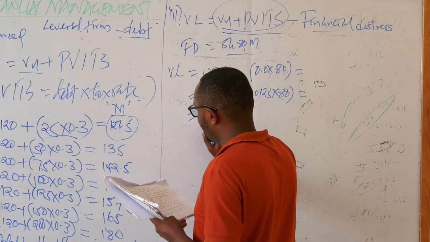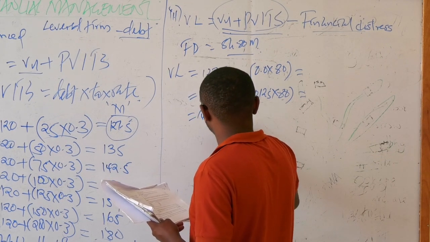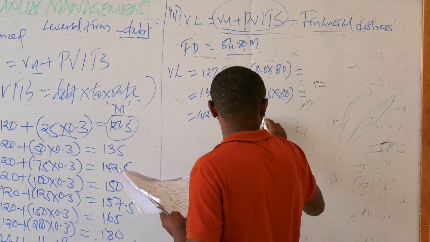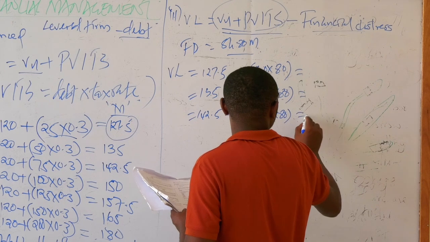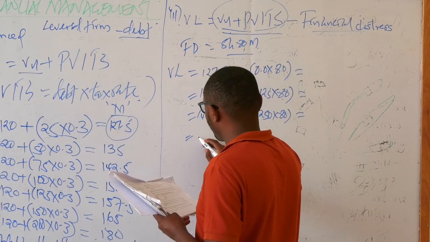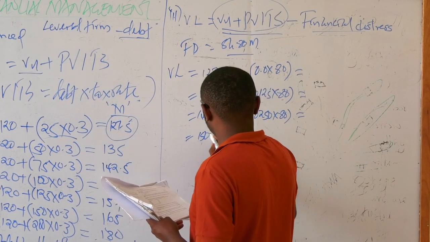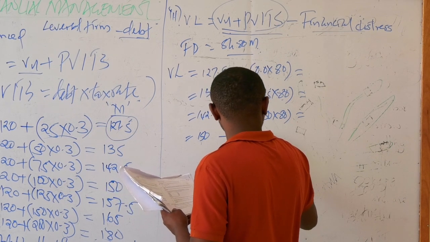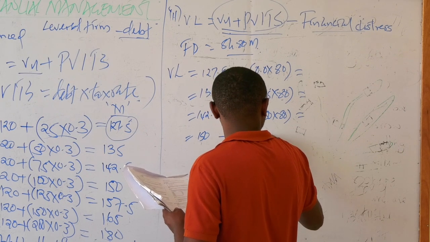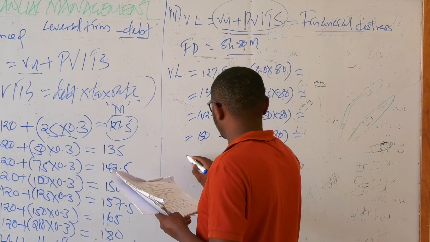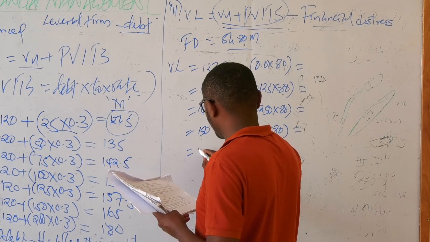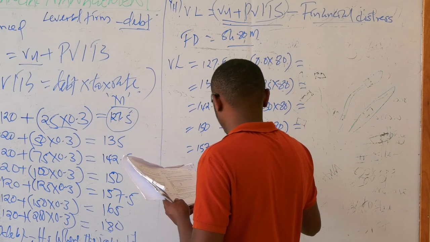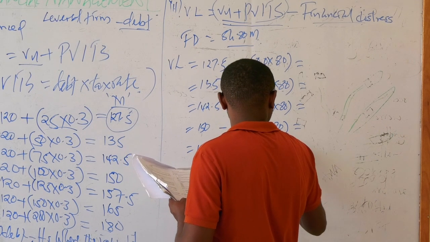So we have 142.5 minus 0.0250 times 80. Then the other one is 150 minus 0.0625 times 80. We're going to have 157.5 minus 0.125 times 80.